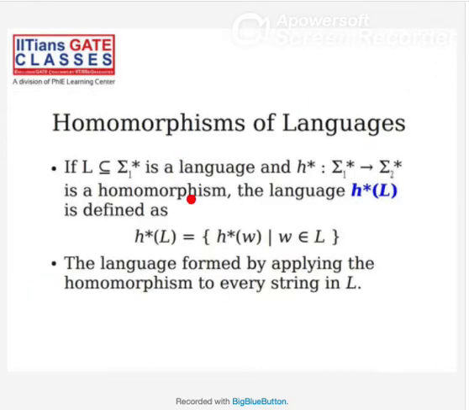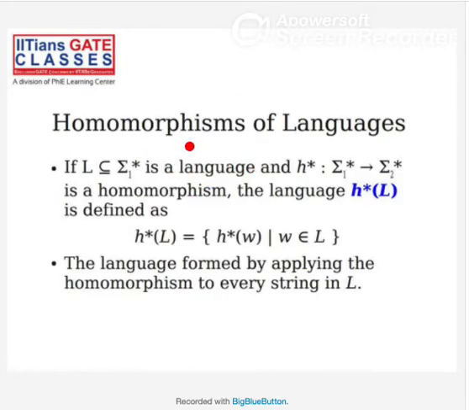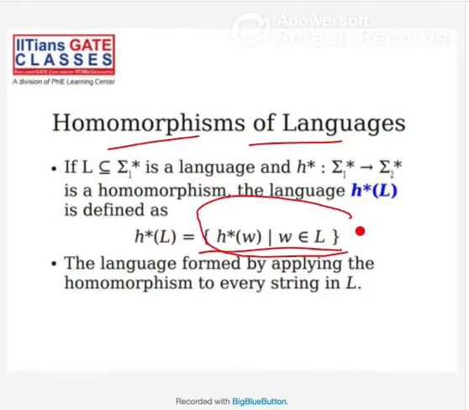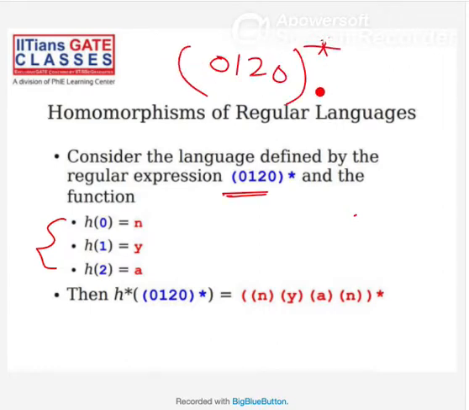Now we will see the homomorphism of a language. You can also check it out. So what is homomorphism of a language? As I told you, homomorphism of each string inside that language. This is how you can find homomorphism of a language. Okay, so for example, if you try this example, this is your language. This is the regular expression for your language: 0 1 2 0 whole star. So this is the language that is given to you.